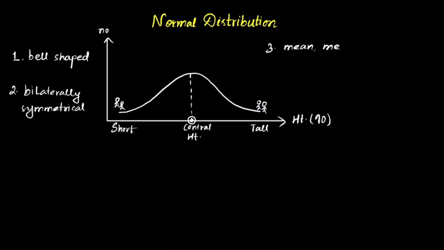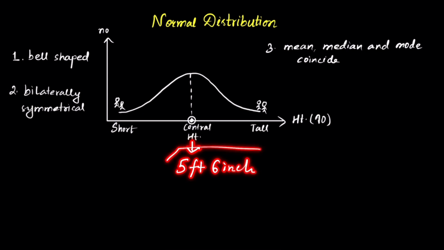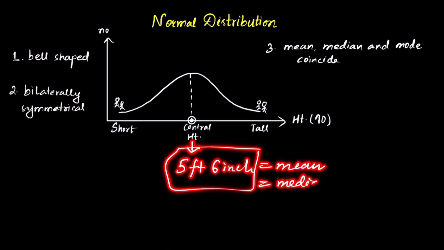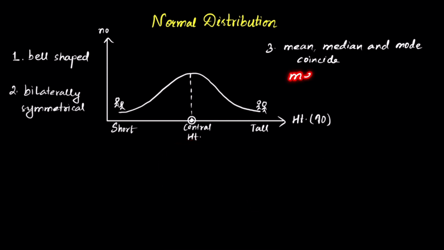mean, median, and mode. That means at that particular point, the mean, median, and mode coincide. So this point does not just represent mean, it also represents median and mode. Let's say the central height upon observation comes out to be 5 feet 6 inches. This means that 5 feet 6 inches is the mean for the given distribution, is also the median for the given distribution, and it's also the mode for the given distribution. So the final conclusion: mean is equal to median is equal to mode.